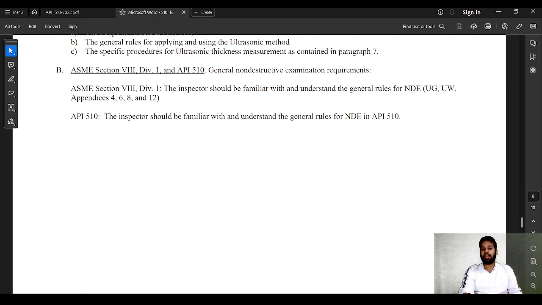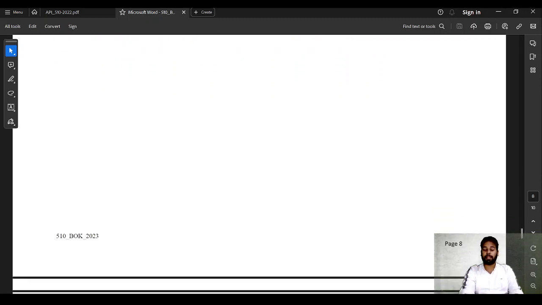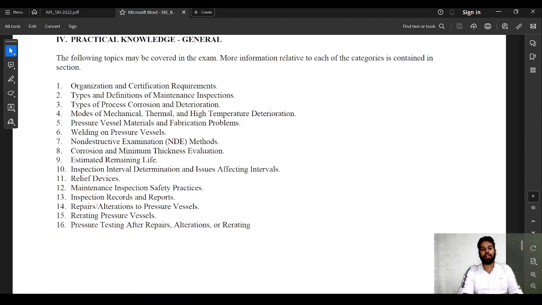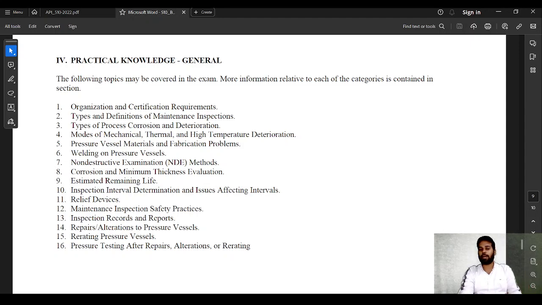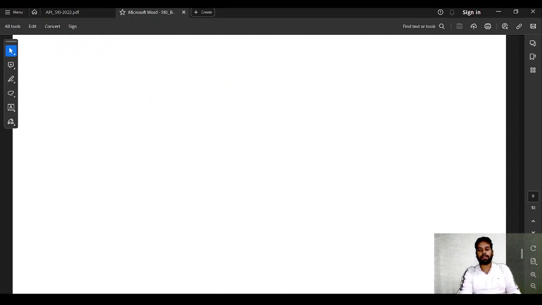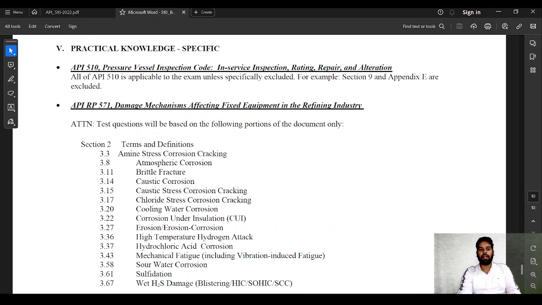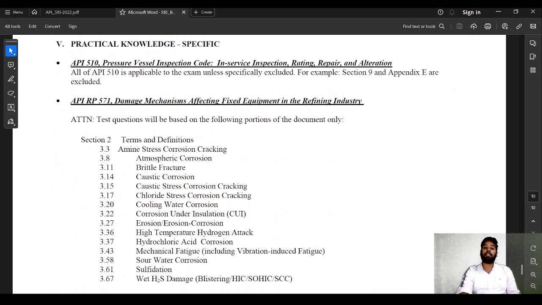Next is Section 8 Division 1 and API 510. General non-destructive examination requirements are to be known by the inspector. These are some practical knowledge that is known to the inspector. Next, these are some specific knowledge that is to be known by the inspector.